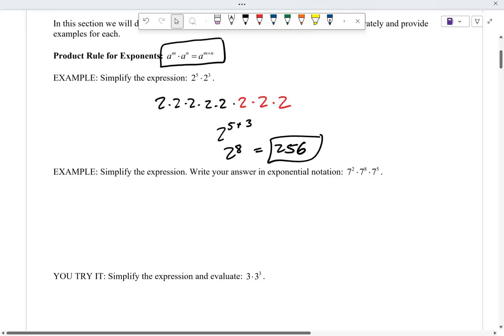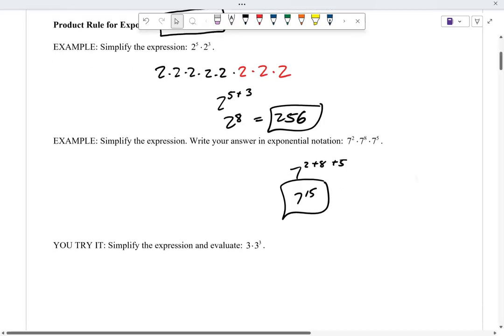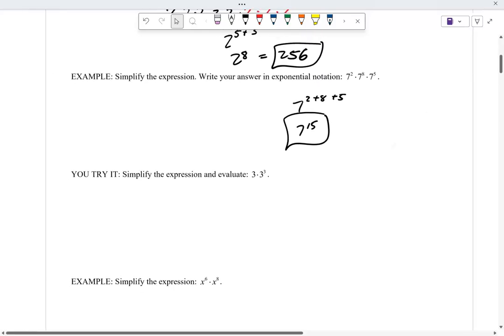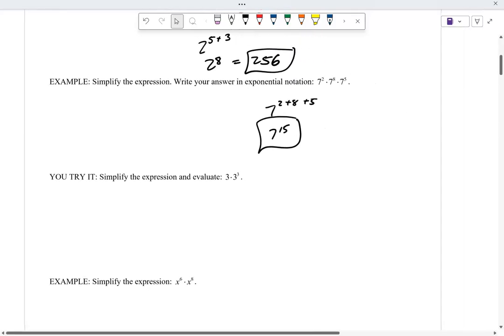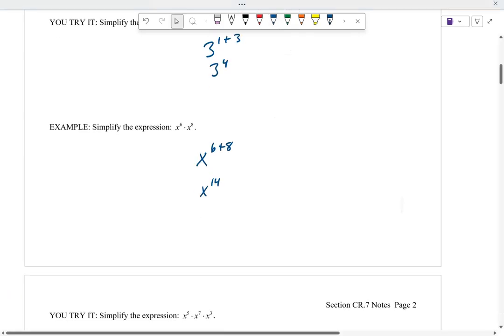Same thing for this one, 7 squared times 7 to the 5th, as long as your base is the same, right? How many of those 7's do we have? We got 7 of those 7's. Go ahead and do that last one there. In fact, why don't you do the next two? The next one's got just a variable x for its base. Make sure you check yourself on those two, and let's do this last one.